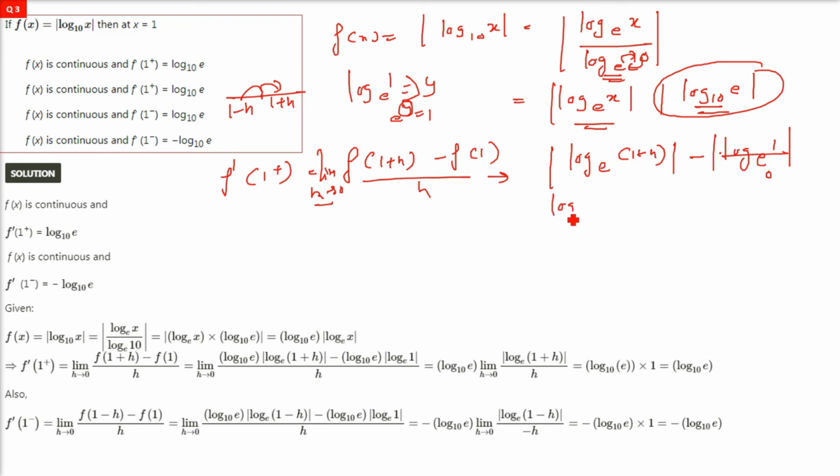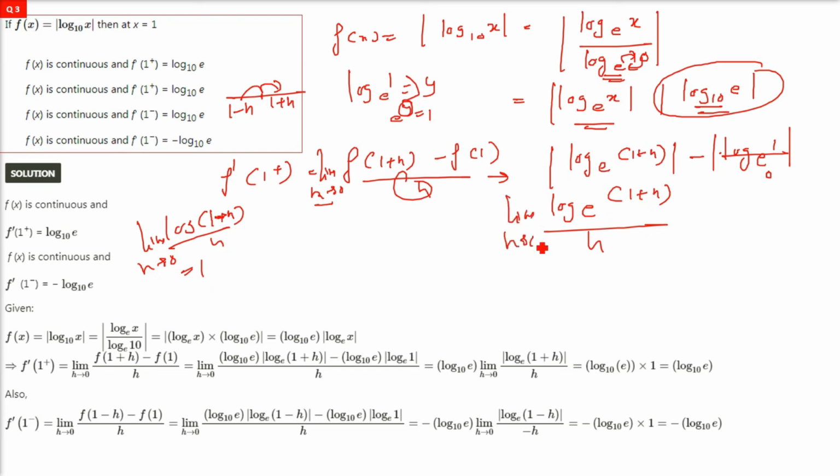So we have log base e (1 plus h), and in the denominator we already have h, with limit h tends to 0. We know that log(1 plus h) divided by h, limit h tends to 0, is going to be 1. So if you apply the limit, this whole thing is going to be 1.